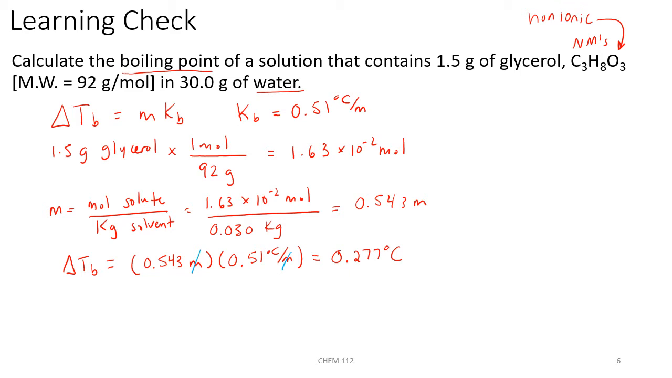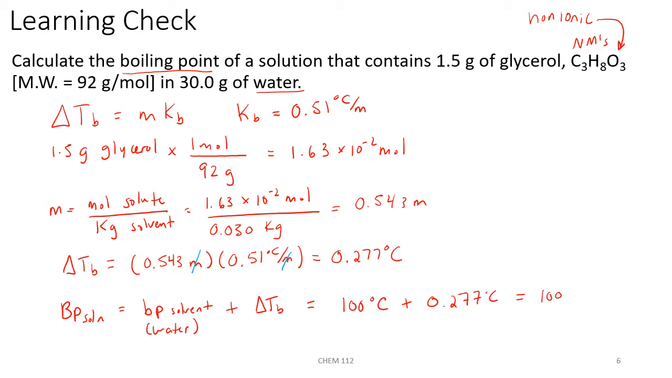The boiling point of our solution will equal our boiling point of our solvent, which in this case is water, plus our delta TB, or our change in our boiling point. So we know that water normally boils at a temperature of 100 degrees Celsius, plus we have to add our delta TB we just calculated, 0.277 degrees Celsius. So overall, our new solution will boil at 100.277 degrees C.